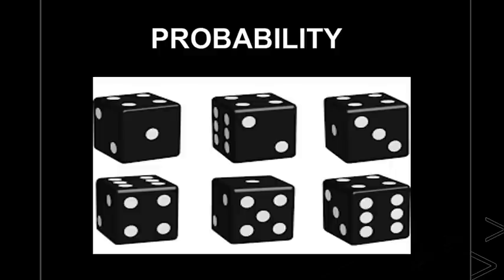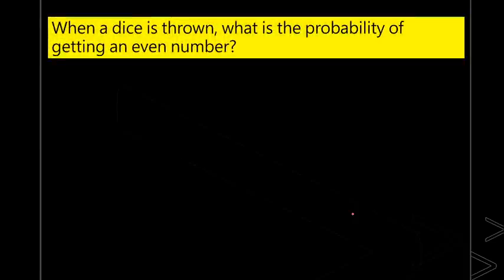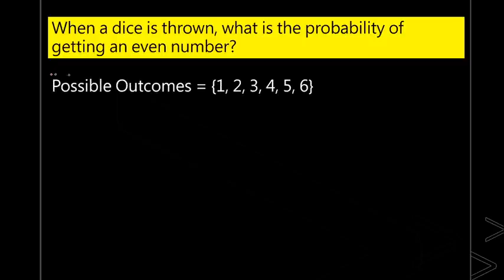For probability, the simplest problem is choosing a dice. We all know that a dice has how many faces? Six faces, right? 1, 2, 3, 4, 5, 6. Now take a look at the question that I display here. When a dice is thrown, what is the probability of getting an even number? Generally when a dice is thrown, it could be any number from 1 to 6. We have no control over that. The possible outcomes could be anything from 1 to 6.